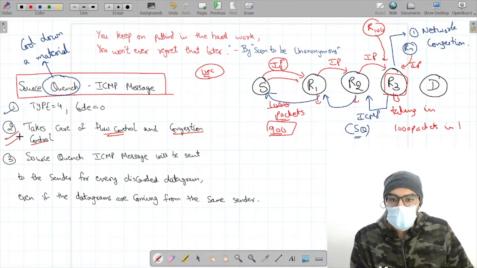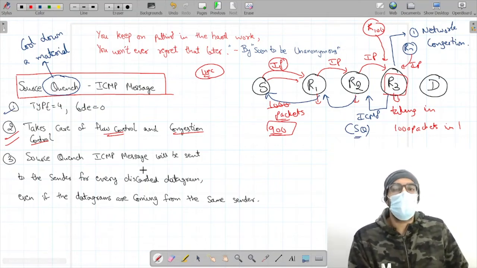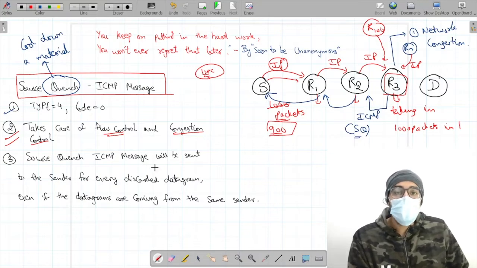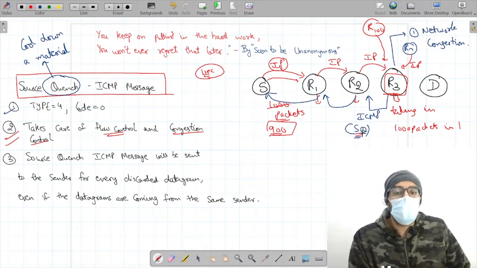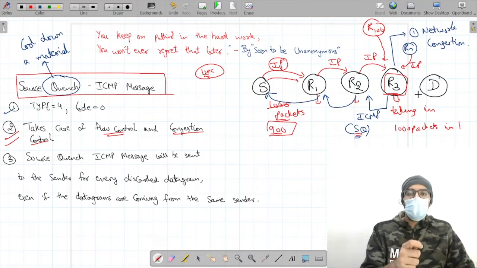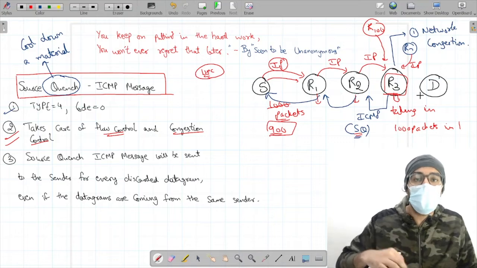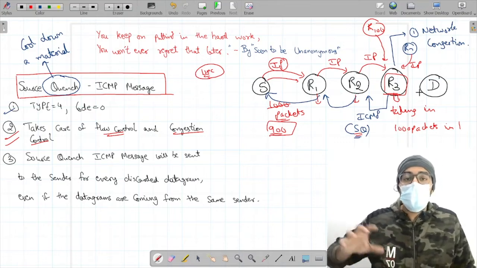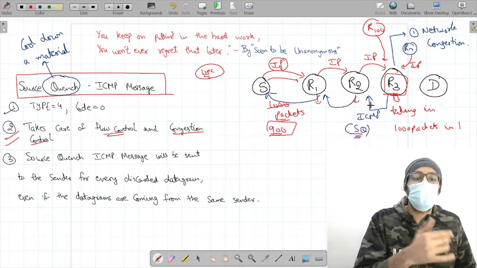Okay. Then the third point that you need to remember, and this is a particular shortcoming of the source quench ICMP message, is that for each packet that is discarded by the router R3, an ICMP message of type source quench will be sent. If router R3 is discarding packets because it cannot process them, then for each packet discarded due to the source quench reason, it is going to send an ICMP message.